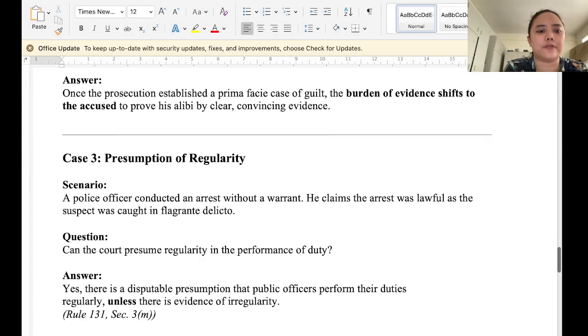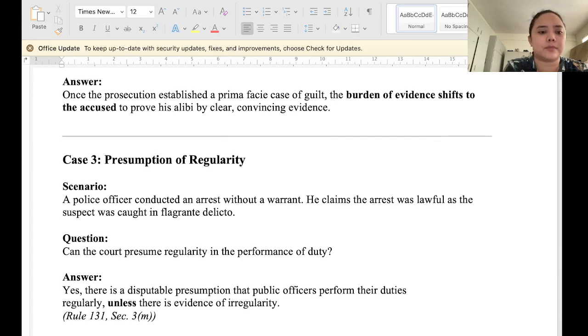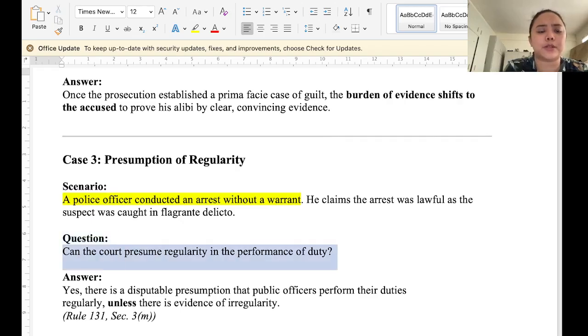Okay, next we have a police officer who arrested a person without a warrant. He claims the arrest was lawful as the suspect was caught in flagrante delicto. Can the court presume the regularity of his performance of duty? You will be facing this a lot as police officers.